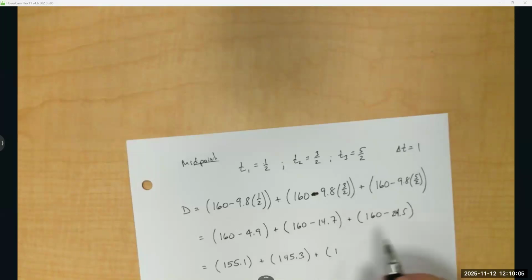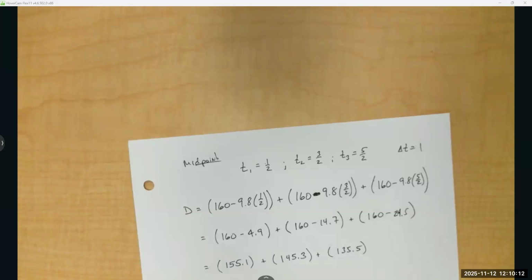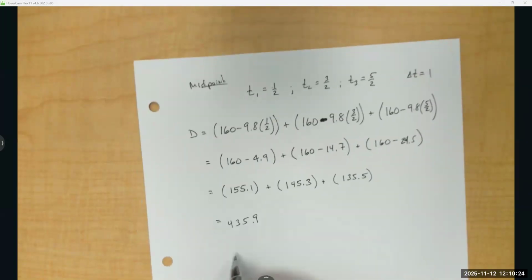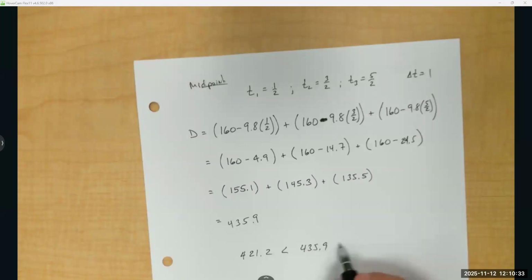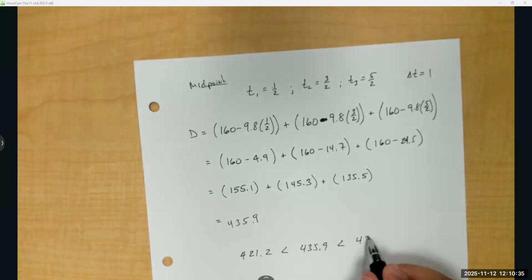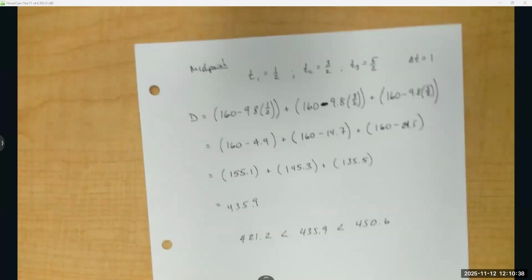And then 135.5. Adding them, it's 435.9. So we have 421.2, 435.9, and 450.6.